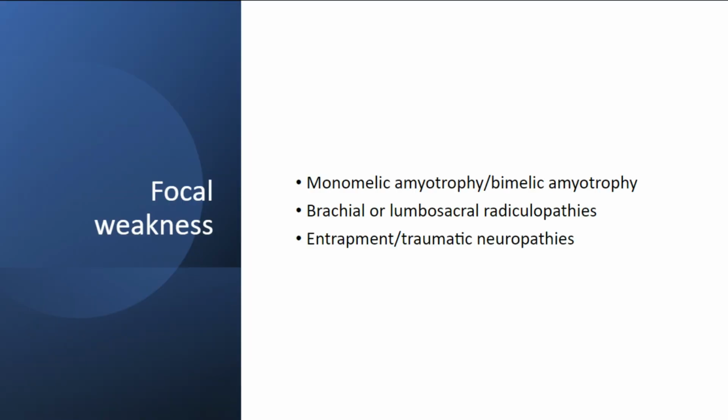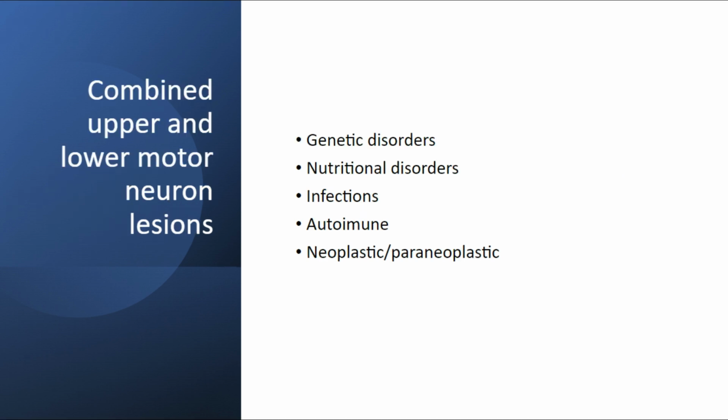Focal weakness. Again, we talk about the pattern, and we say it's monomelic or bimelic. It could be brachial or lumbosacral radiculopathies, entrapment, and traumatic neuropathy. Initially it could be because of vasculitic polyneuropathy or autoimmune disease, but most of the time that is rapidly progressive and diffuse. Then combined upper motor neuron and lower motor neuron lesions.